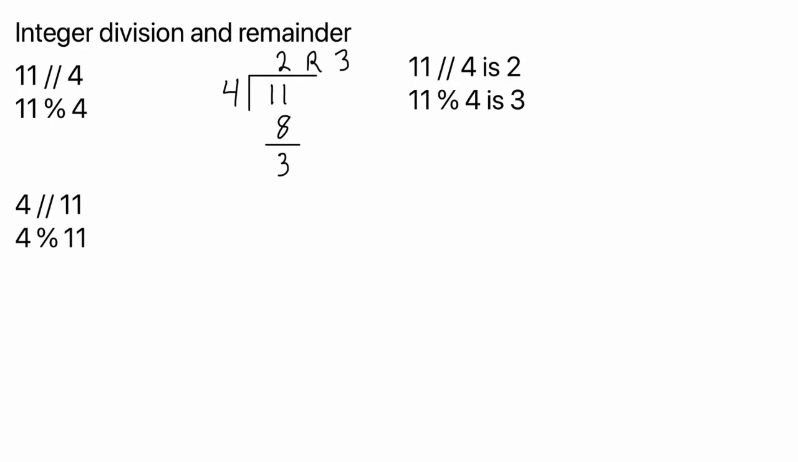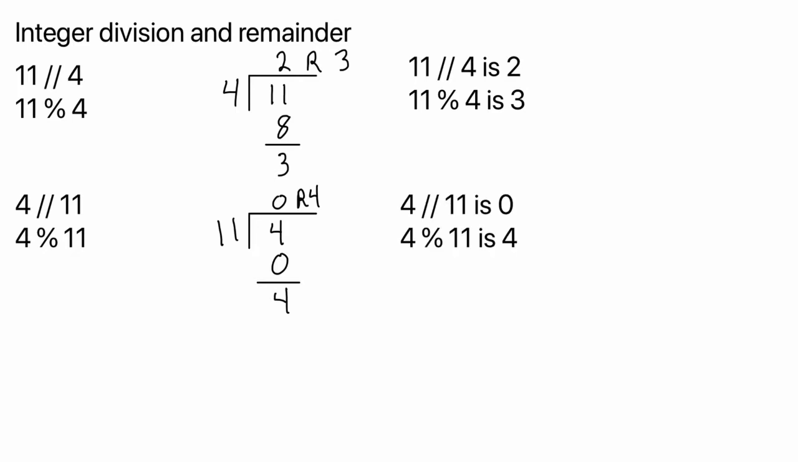If we're doing 4 divided by 11, or 4 % 11, we would write it this way. And when we perform the long division, we put 0 there, multiply 0 times 11, put 0 there, subtract and get 4. Now there's no positive number we can multiply 11 by and have it be less than 4, so we write down remainder 4. That allows us to see that 4 divided by 11 is 0, and 4 % 11 is 4.